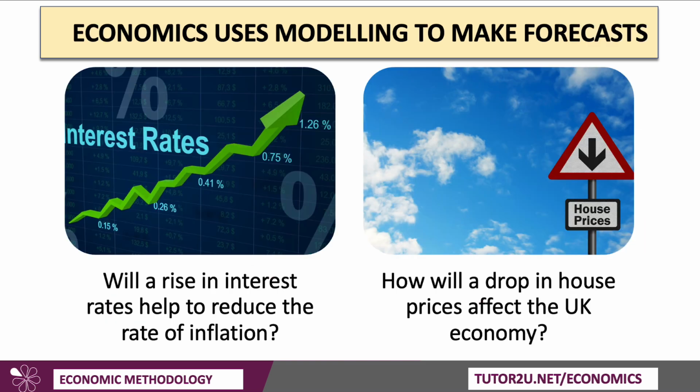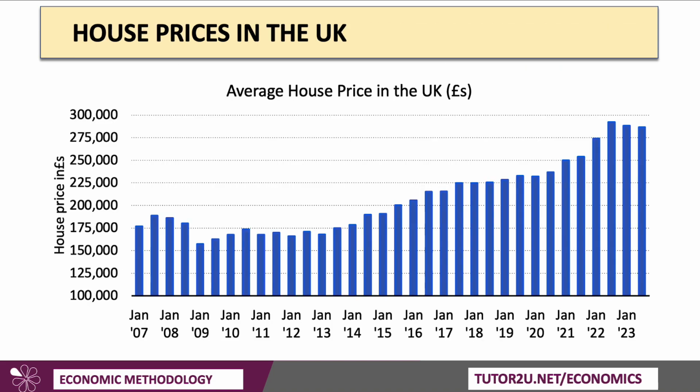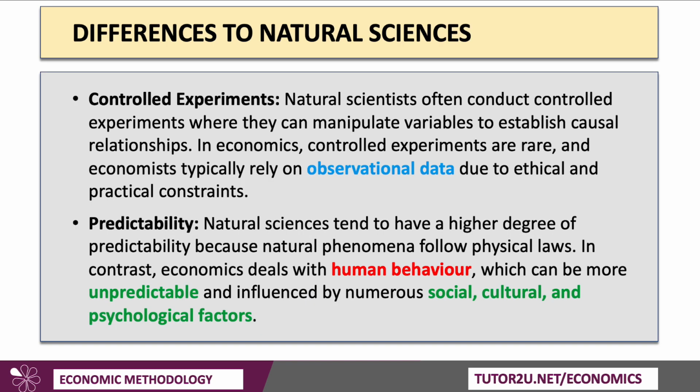Another model might be to model the impact of a fall in house prices. Now, property prices have been rising very strongly for the best part of a decade, but as you can see, house prices are now starting to fall on average in the UK. So economists would use methodology to try to forecast some of the consequences of that.